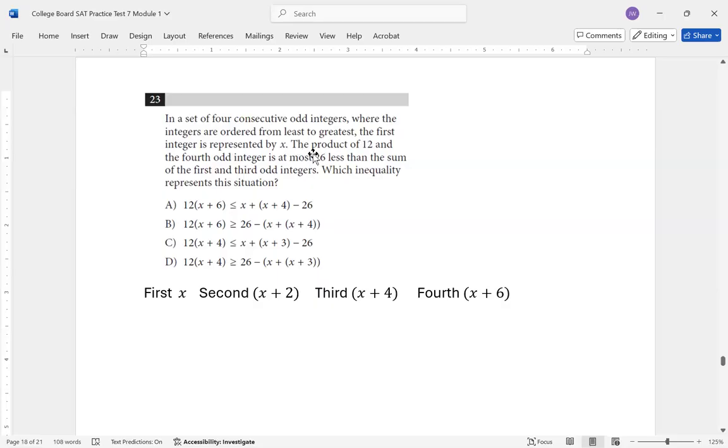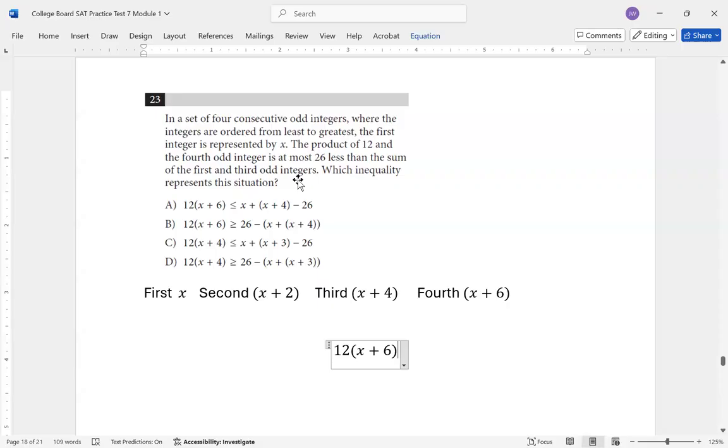Now it says the product of 12 and the fourth odd integer. So the product of 12 and the fourth odd integer is going to be 12 times x plus 6. That's the product of 12 and the fourth odd integer is at most 26 less than the sum of the first and the third odd integers.